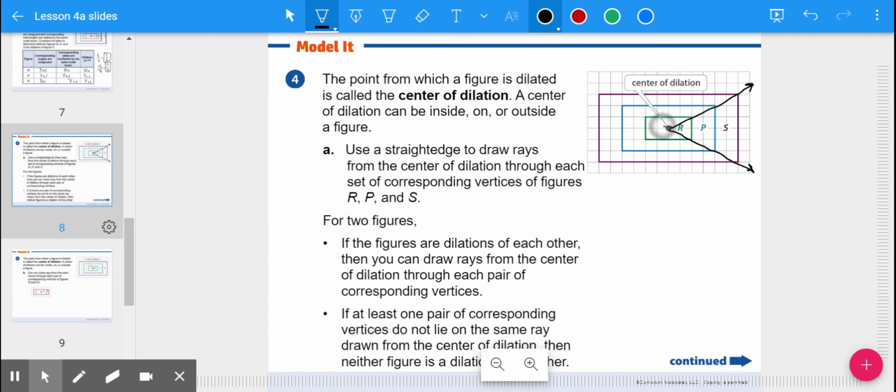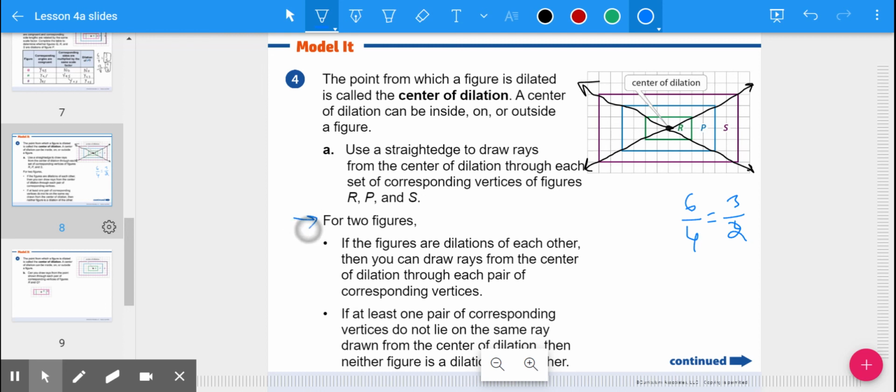Now this is another way to look at the scale factor, like I kind of mentioned before. If we look at S and P, it's 6 diagonal units across to S and 4 to P. So we get the scale factor of 3/2 again, which is what we got before. So it's another way to find the scale factor.